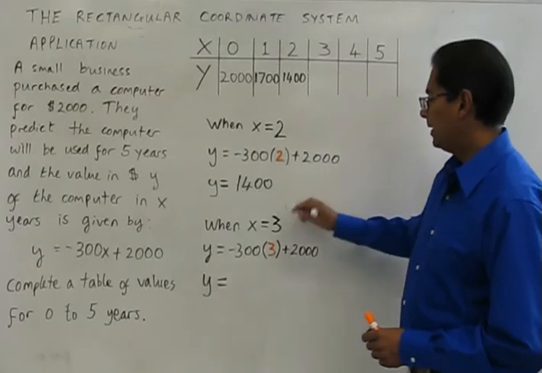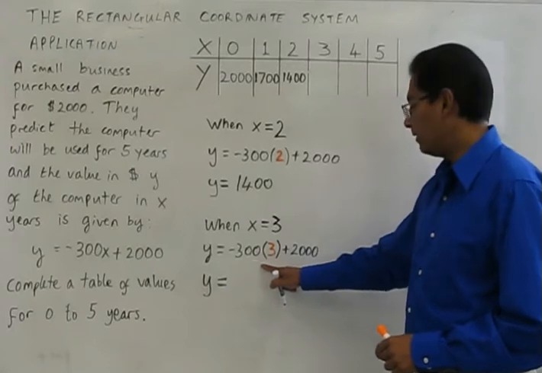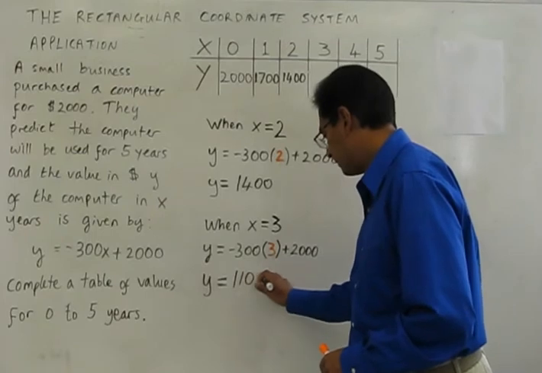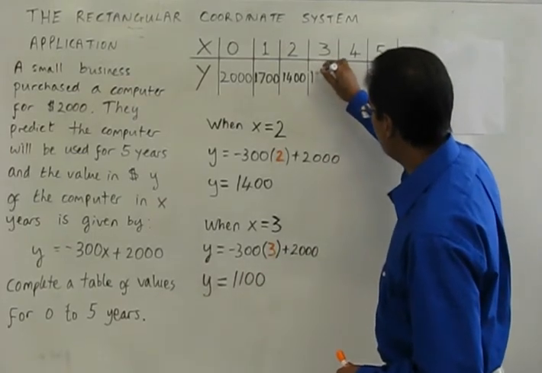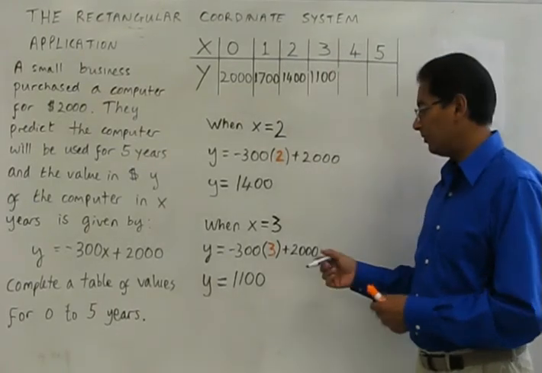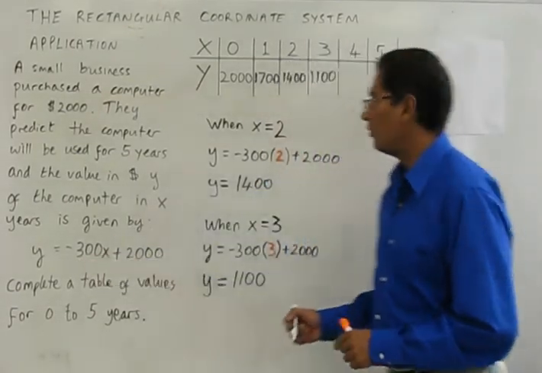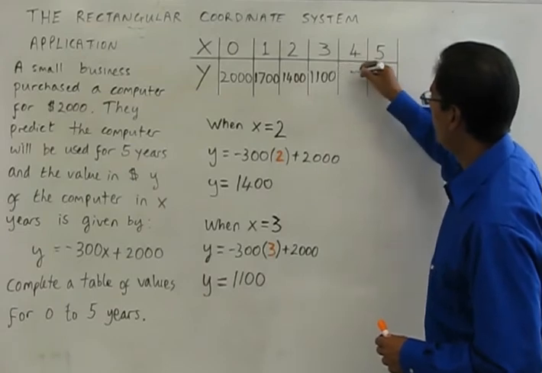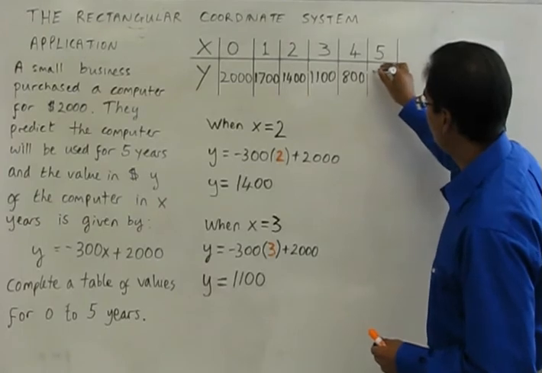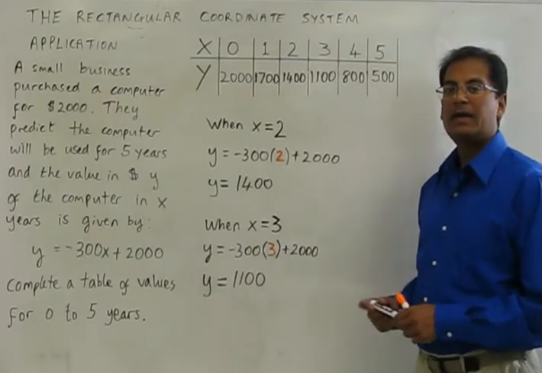Okay. And after, X is 3, negative 300 times 3 plus 2,000, that's negative 900 plus 2,000. That gives you 1,100. So in 3 years it's worth 1,100. And so we see it's depreciating by $300 every year. And so we could actually fill these out quite quickly here. Year 4 it's going to be 800, and year 5 it will be 500. And there's our table of values.